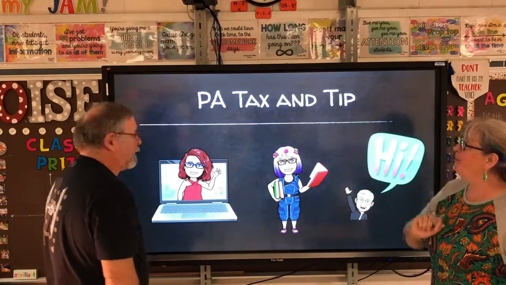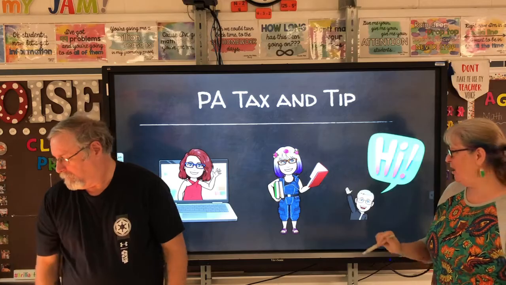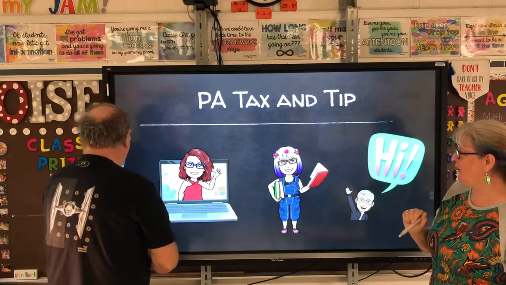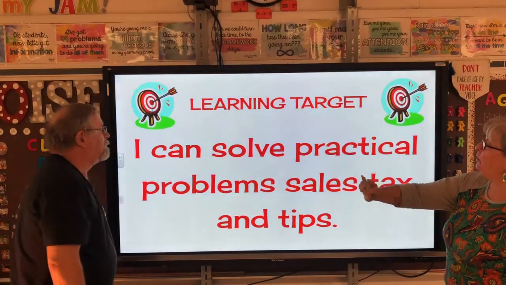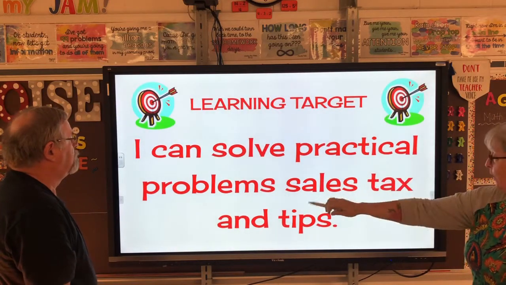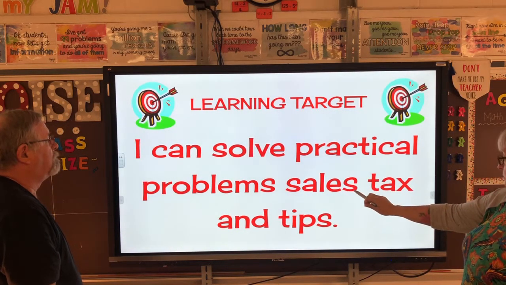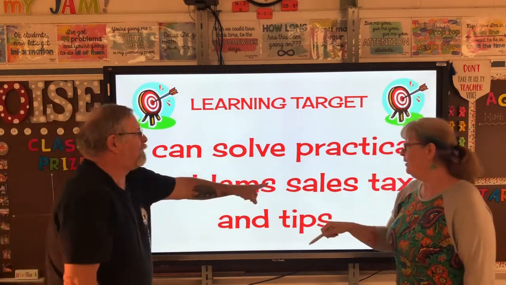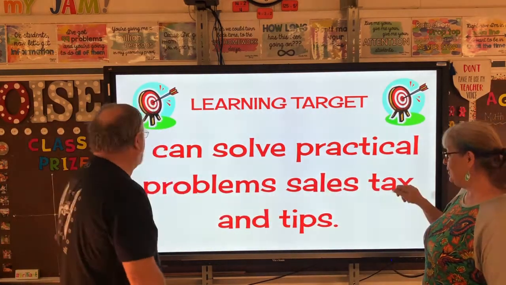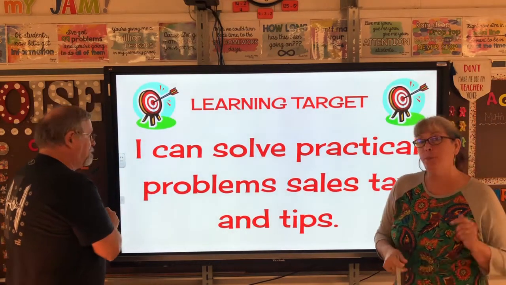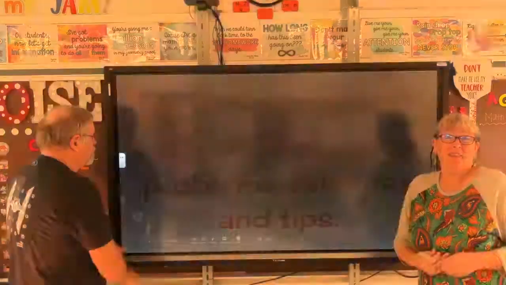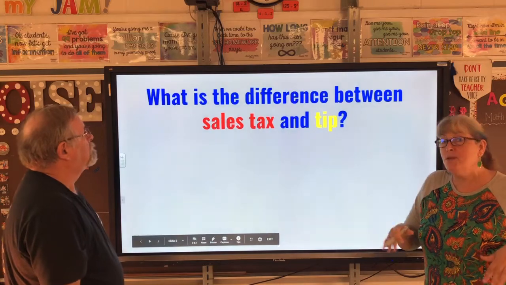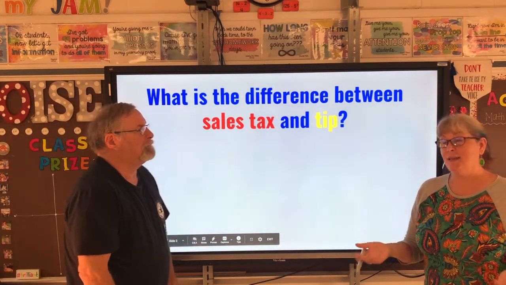So today we're talking about tax and tips. Alright, let's move on to our next screen and I'll go over the learning target. I can solve practical problems on sales tax and tip. I think I forgot the word on there. Can you see it? Sales tax and tips. And practical problems, as you turn to the next screen, they always come in practical problems. That's the only way we get problems like tax and tip.